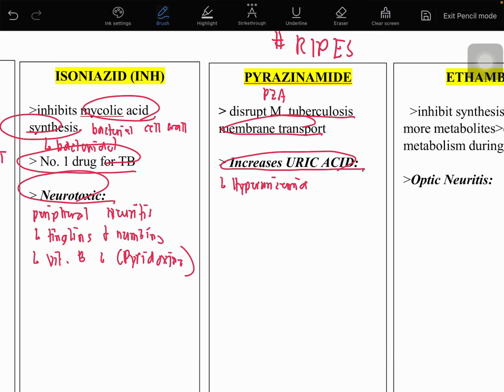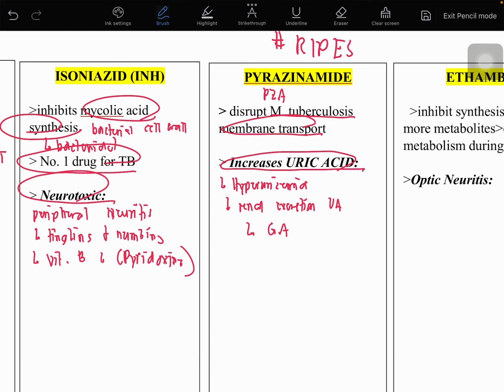Of course, ibig sabihin nun, pwede ka magkaroon ng problem with what? The renal excretion. Okay? Renal excretion of your uric acid. Therefore, it will result to flare-ups of your gouty arthritis. Okay? Pwede ka magkaroon ng gouty arthritis natin. That is a very common naman na effect ng ating pyrazinamide.